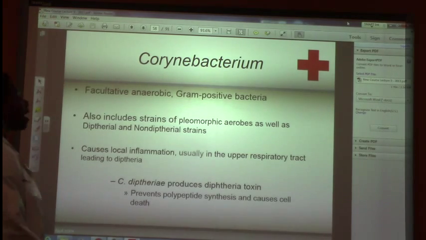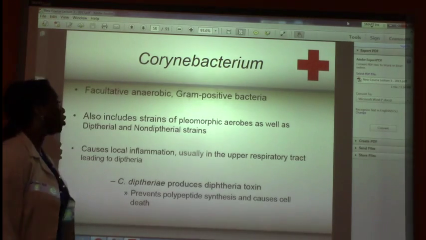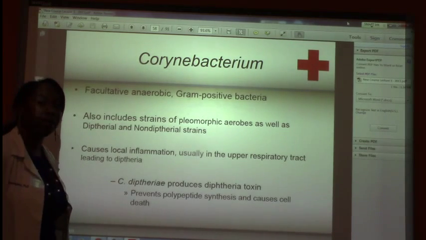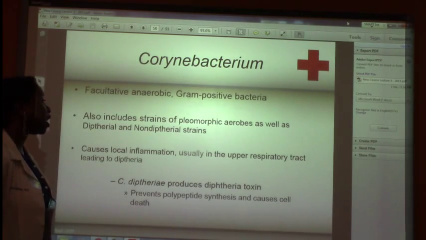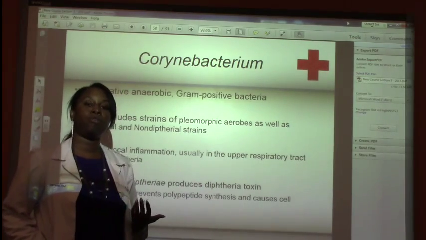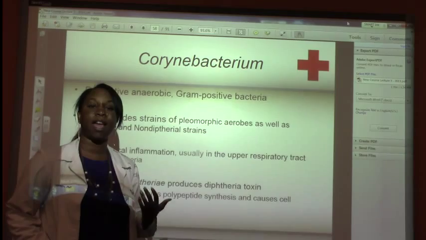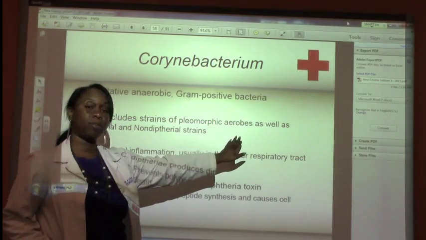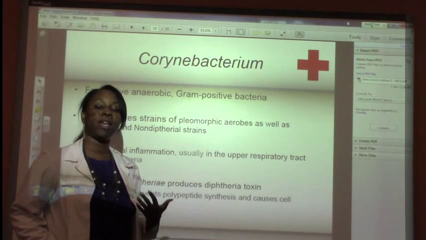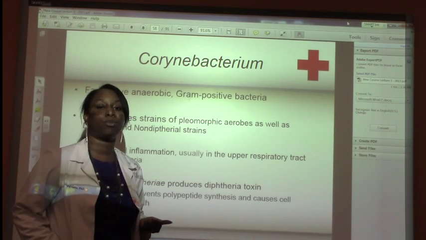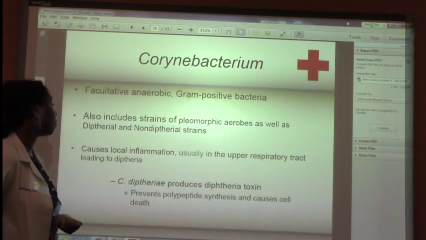So the Corynebacterium will be next, Corynebacterium. These are facultative anaerobic organisms. They do happen to be gram-positive. They include strains of the pleomorphic organisms. So, as I mentioned before, when they are pleomorphic, that means that they have abstract cell morphologies. They also happen to be aerobic, so we know now that they require oxygen in order to survive, and therefore they go through aerobic respiration.